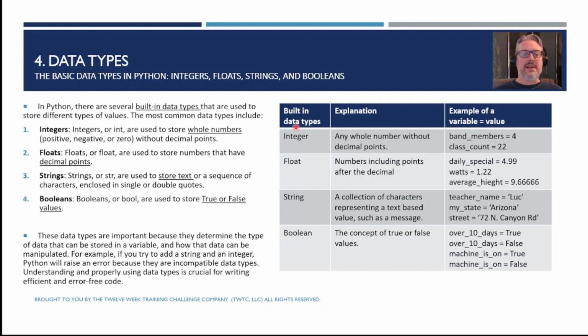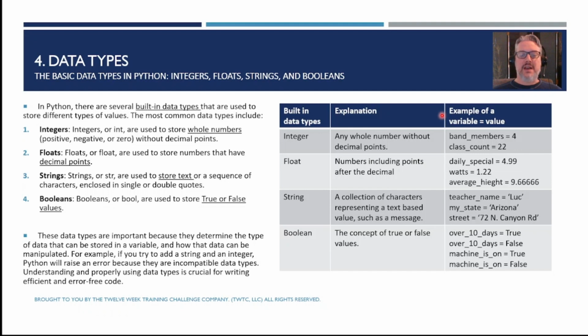So over here on the right, let's talk about the built-in data types, the explanation, and the example of a variable. So the built-in data types that we're talking about: integers, any whole number without decimal points; floats, numbers that include decimal points with digits after the decimal; string, collection of characters representing a text-based value such as a message, a name, a street, whatever you want it to be, something descriptive; a boolean, the concept of true or false values. So let's talk about an example of a variable.